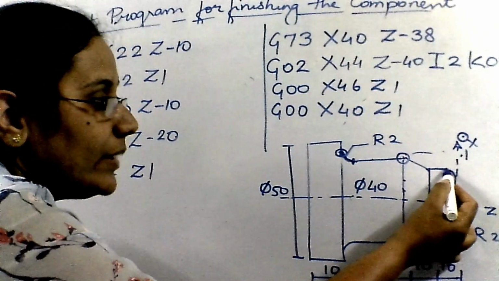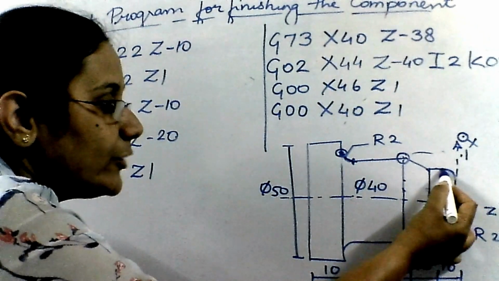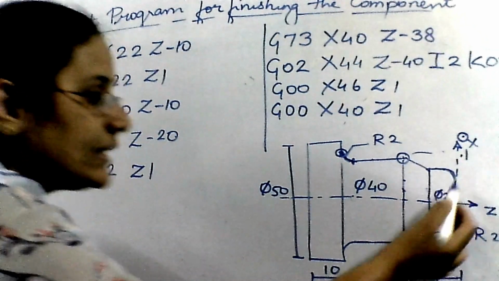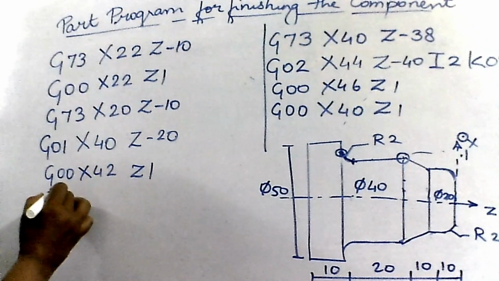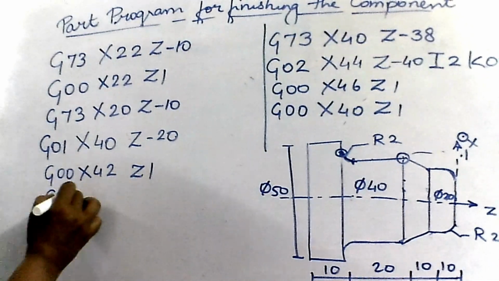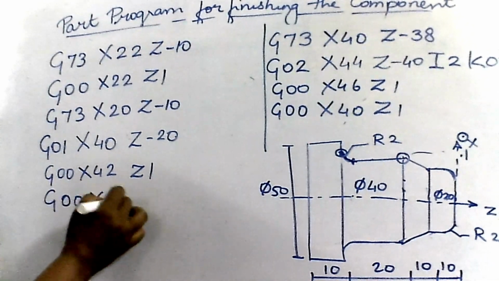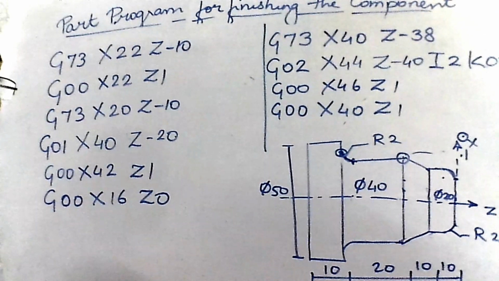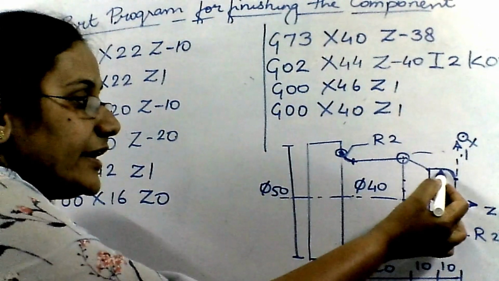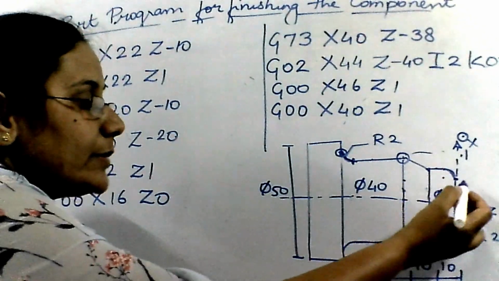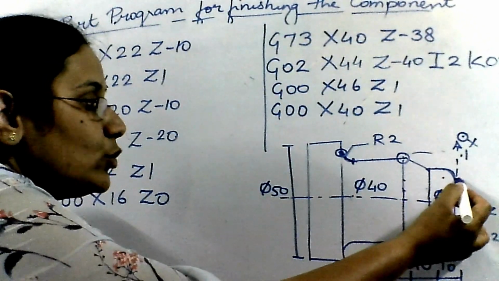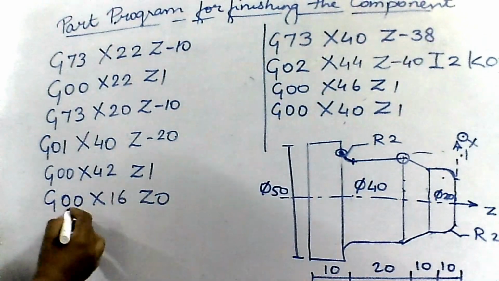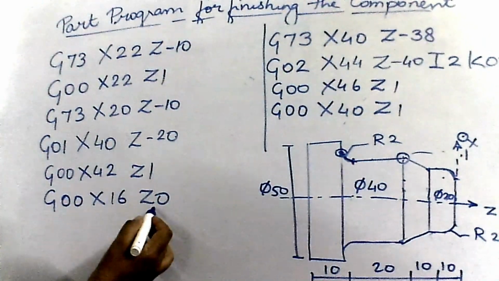Now I have to make this fillet over here. This circular shape is to be done. For that, I have to take the code G00, X16 and Z0. Now since the radius of this fillet is 2 mm, I have to place my tool somewhere over here. So it's G00, X16 and Z0.